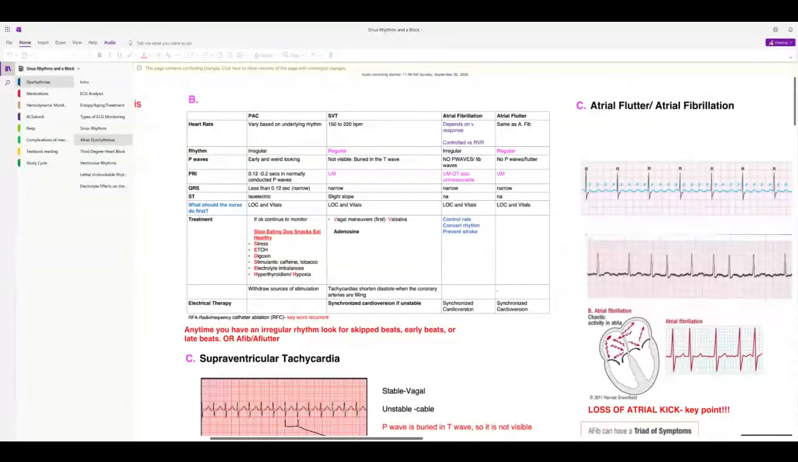Just like what I told you before, the brain gets 25% of your cardiac output. So you've got to make sure that the patient's brain is perfused, as well as the blood pressure and the normal vital signs. The treatment for PAC is to stop eating dog snacks, eat healthy.